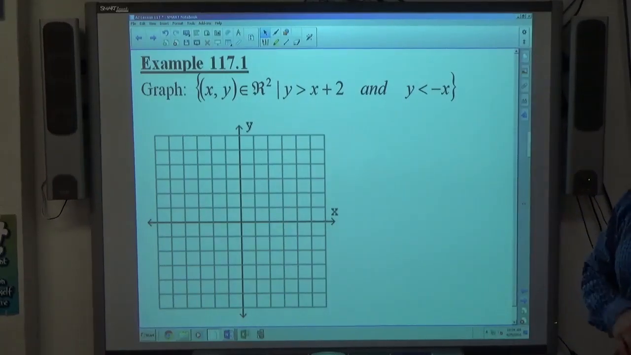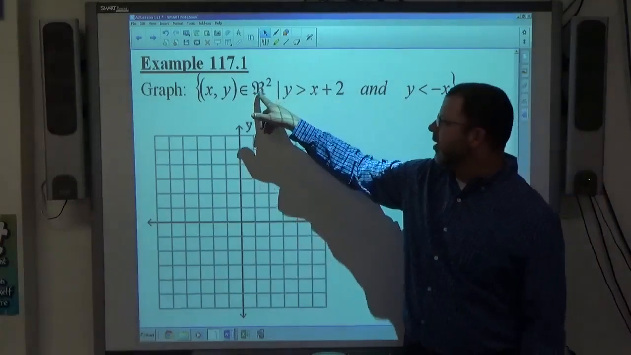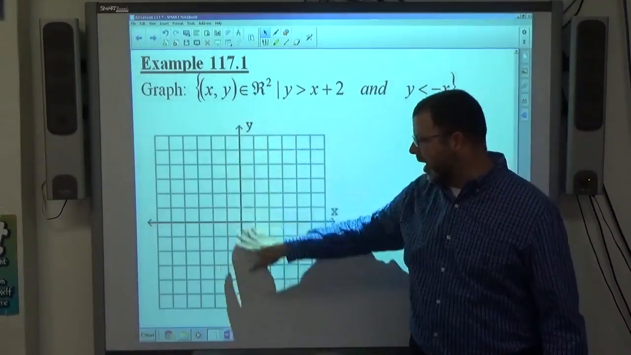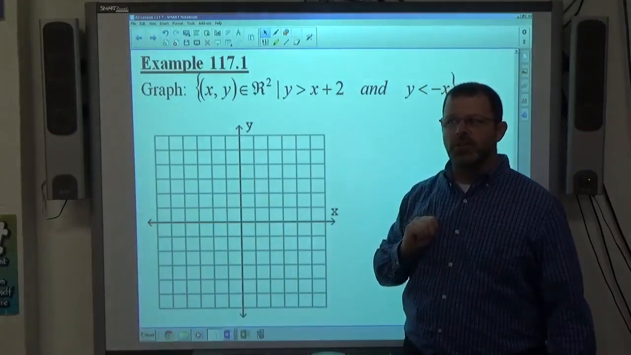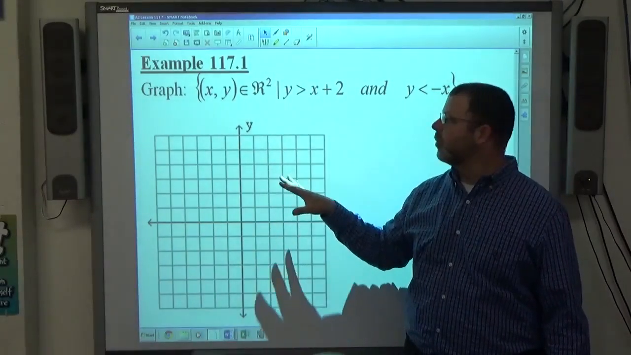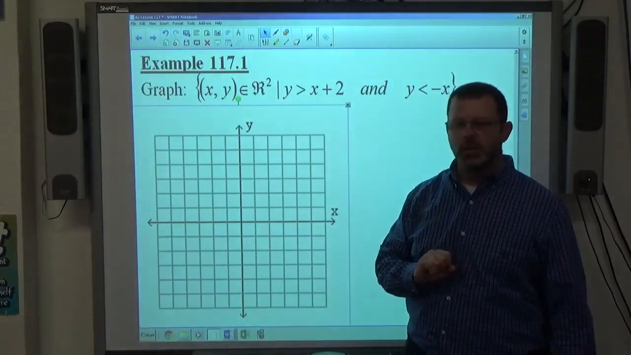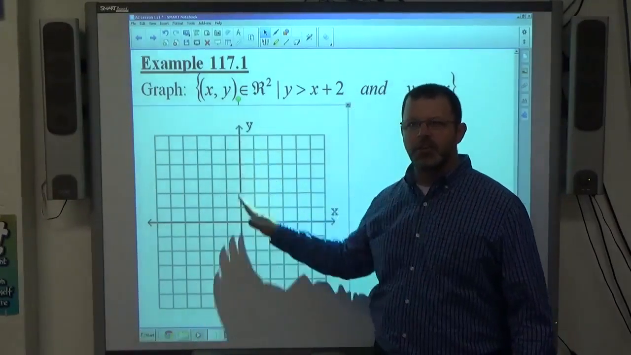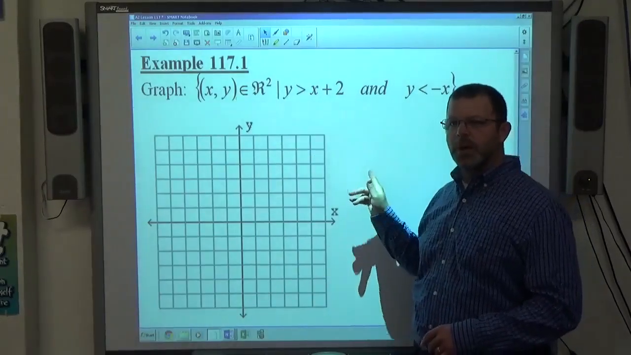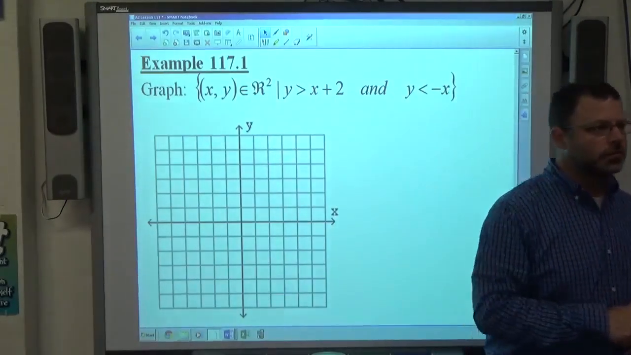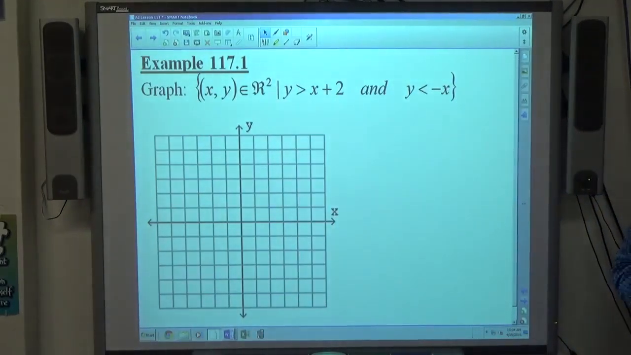Okay, example 117.1. Graph xy is an element of the set of real numbers squared. Big R is real numbers. Squared means that we're looking at an x and y coordinate system with a set of real numbers. In other words, R squared is just the Cartesian coordinate plane that we're used to seeing. We have a horizontal number line, we have a vertical number line, we have ordered pairs within those number lines. So that's what R squared means.